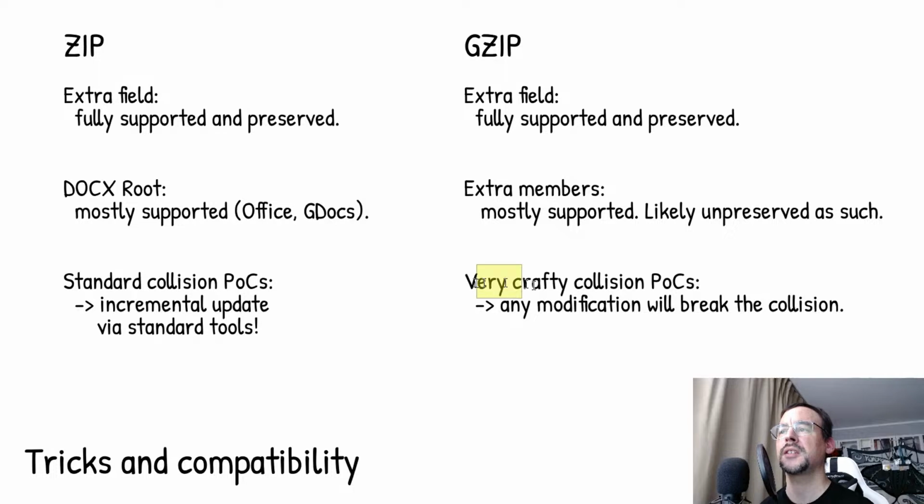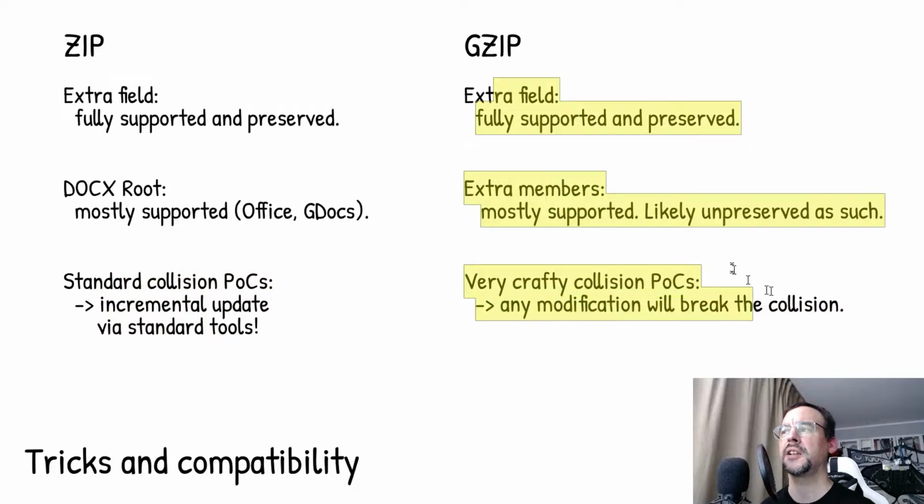That's the common case, right? The exception is for zip, that even if you do standard operations, it still collides. This is a standard zip. This is a very non-standard GZip.